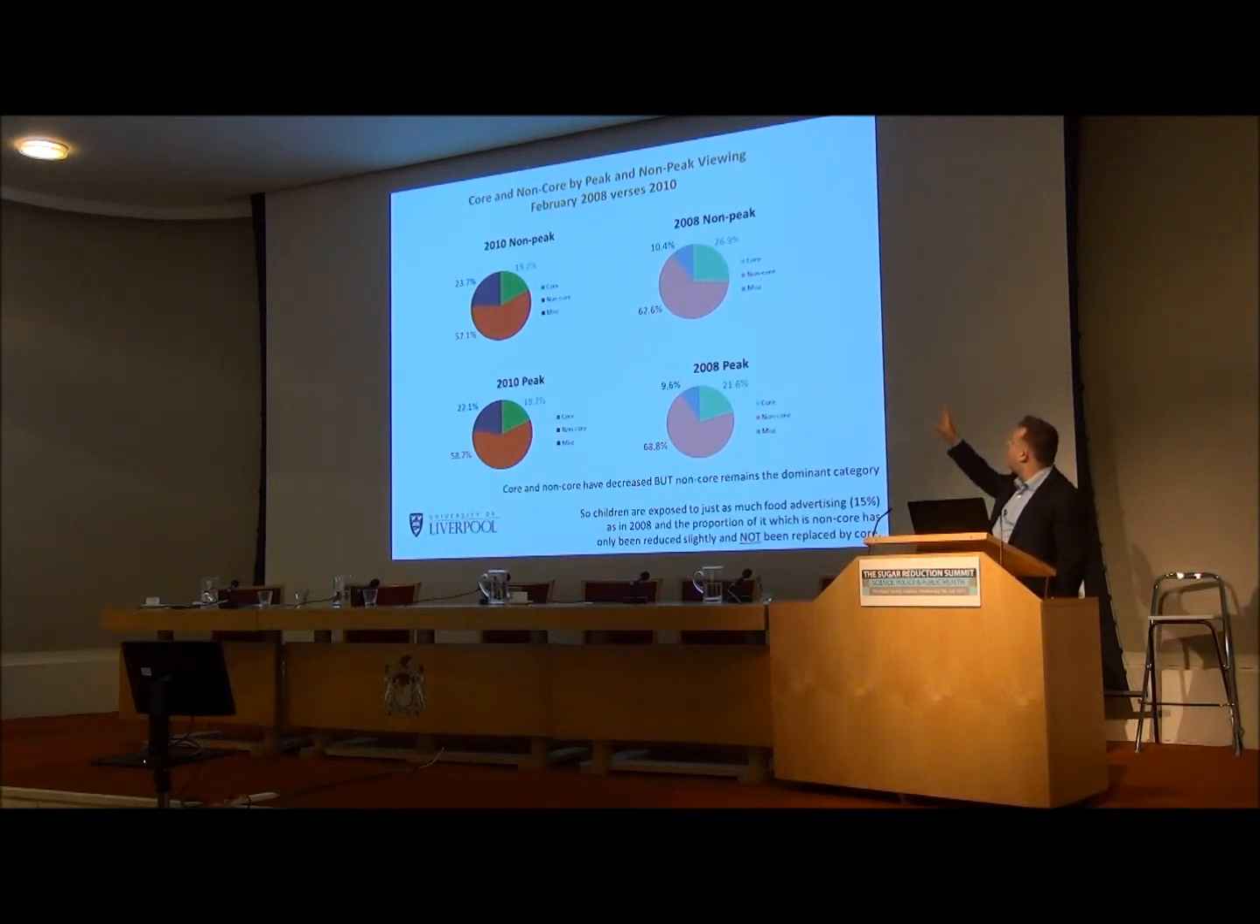Okay? So in non-peak and peak, there was lots of unhealthy marketing. The red, very little green. Regulation came in. It's still predominantly red, isn't it? Actually, the green's gone down as well. And what's happened is the marketing has changed around brand and less around food. So they've got around the regulation, but still the majority of adverts are unhealthy.